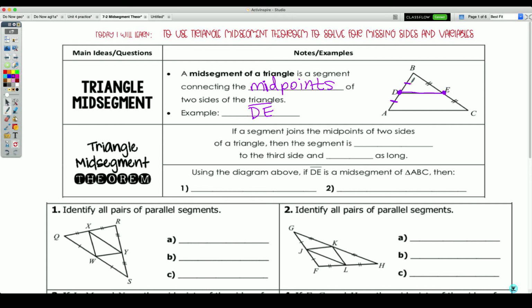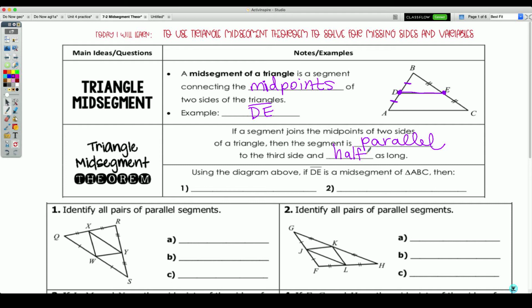So if a segment joins the midpoints, so if I have a midsegment, then this segment is parallel. What does parallel mean? Yeah, they never intersect, right? So it is parallel to the third side and half as long. Okay, so it's saying the midsegment is never going to touch one side here.